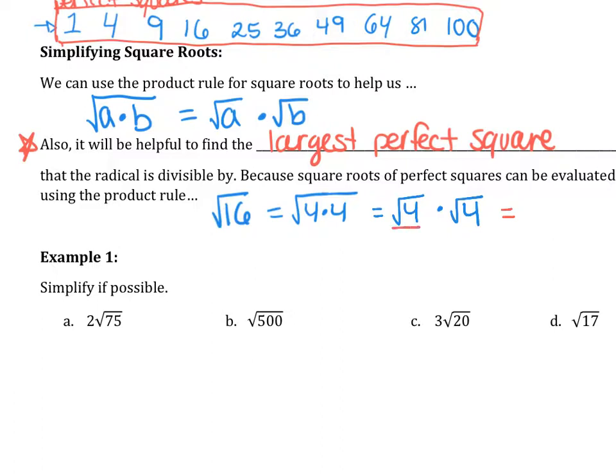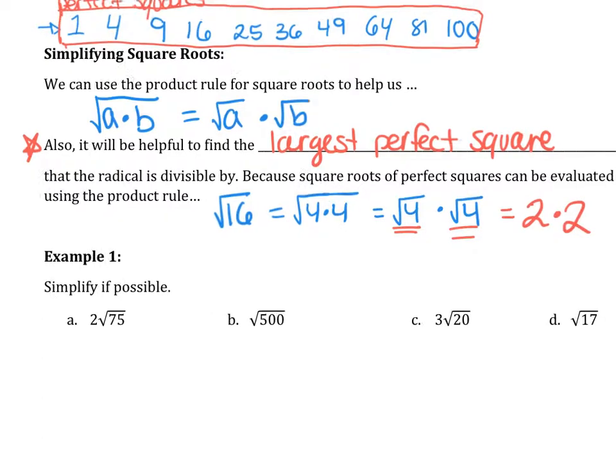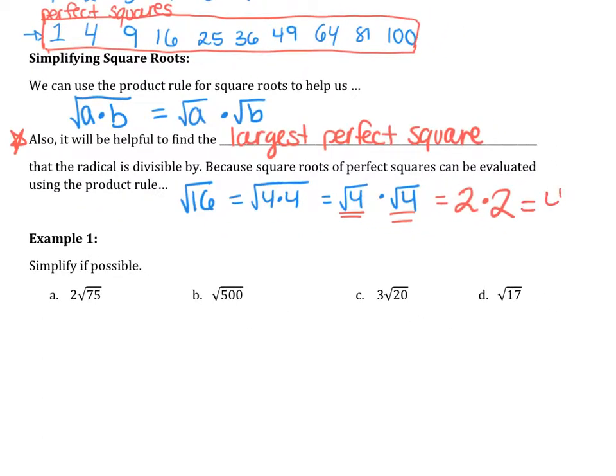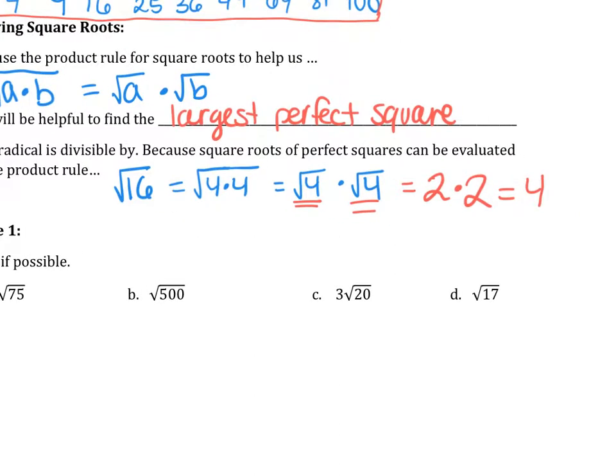And the square root of 4 is equal to 2. And we have 2 of them. 2 times 2 is equal to 4. You don't have to write all these steps. I'm just showing you why it works when you do it.